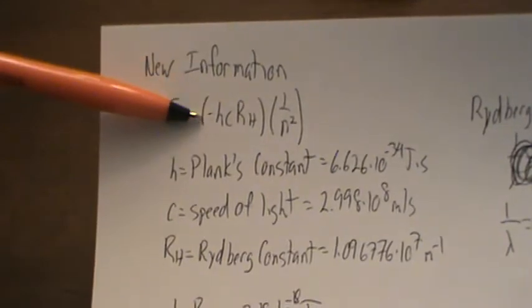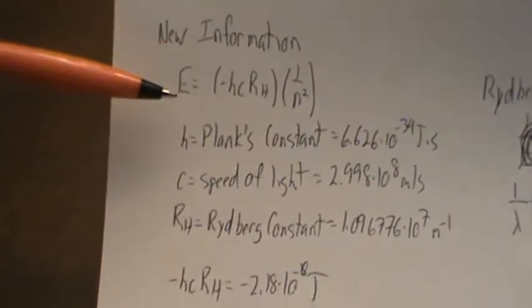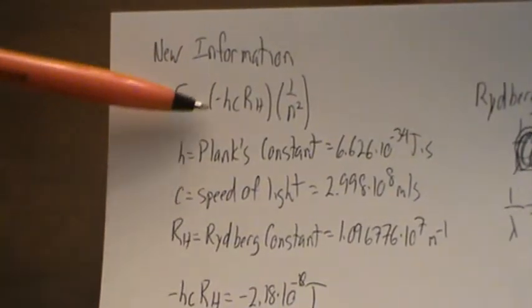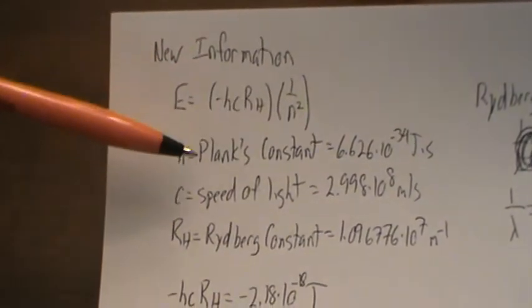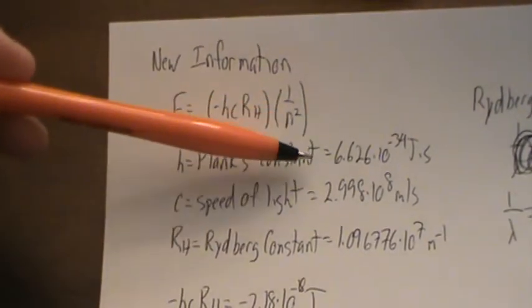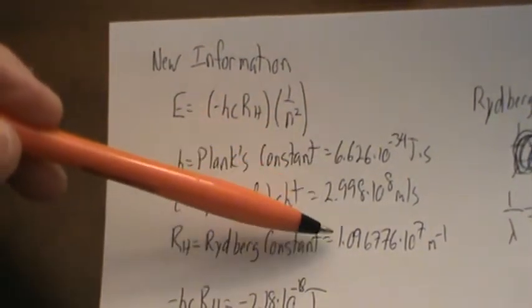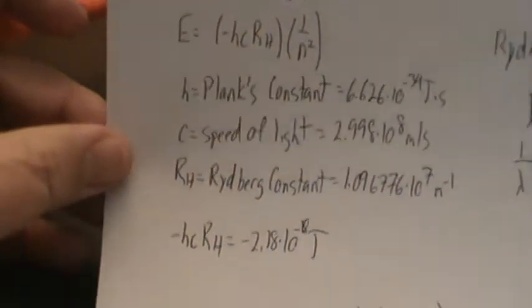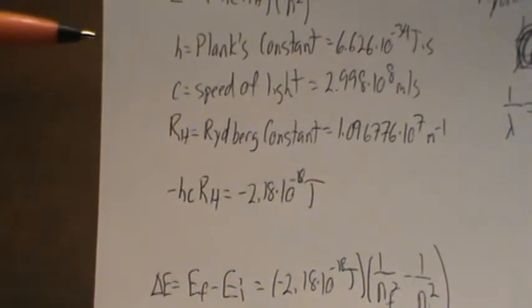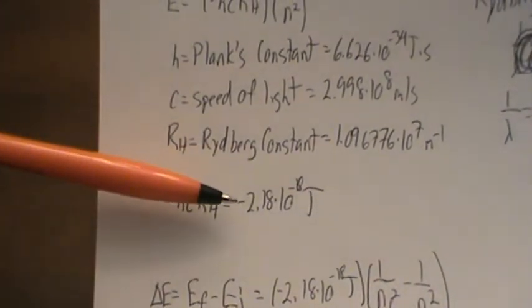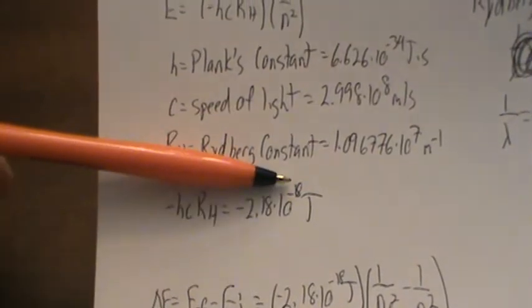E is equal to negative h, which stands for Planck's constant, times c, speed of light, times RH. Now, RH is this thing called the Rydberg constant. Okay, so here are Planck's constant, speed of light, Rydberg's constant. Now, when we multiply all three of these numbers together, negative h times c times RH, we come up with negative 2.18 times 10 to the negative 18th joules.